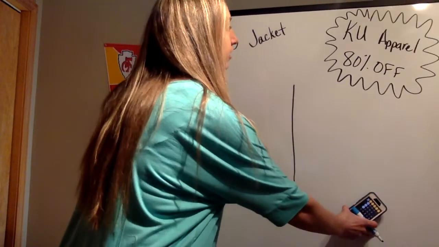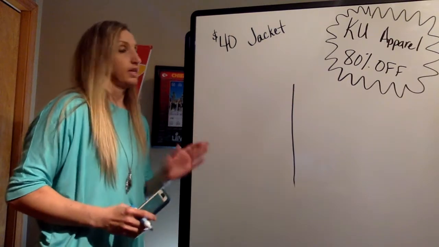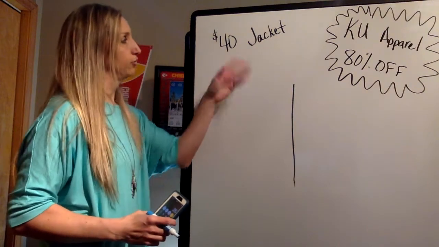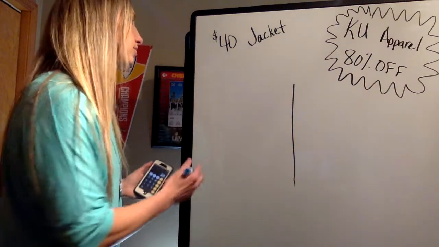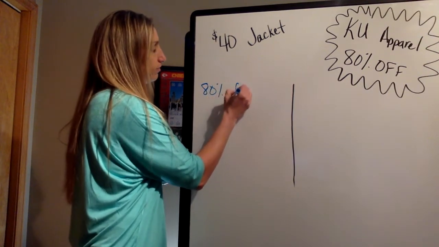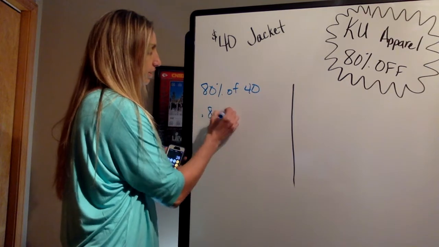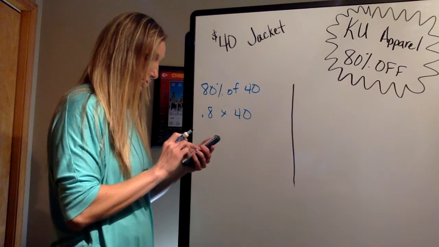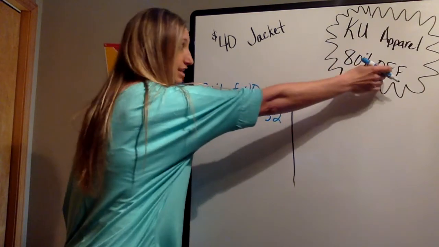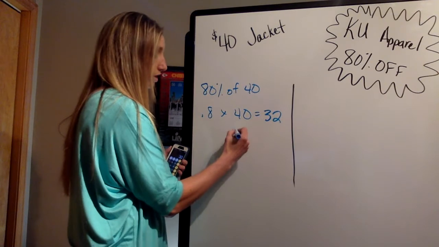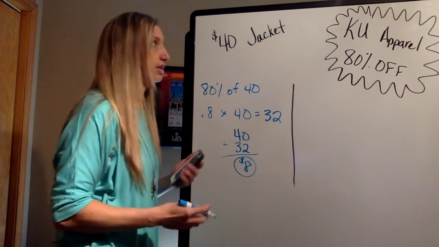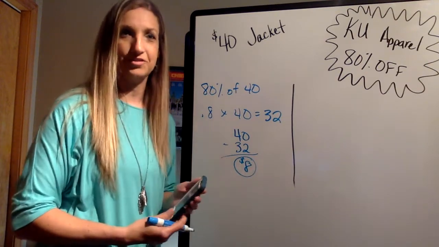Let's just say you're a KU fan, and KU apparel is 80% off right now, and you found a $40 jacket that you really like. Doing it the way we did yesterday, we would need to find 80% of 40. So I'd punch in 0.8 times 40, and that is 32. So this is what we get to take off. So I've got 40 minus 32, and that would be an $8 jacket. Whoa, heck of a deal if you're a KU fan.